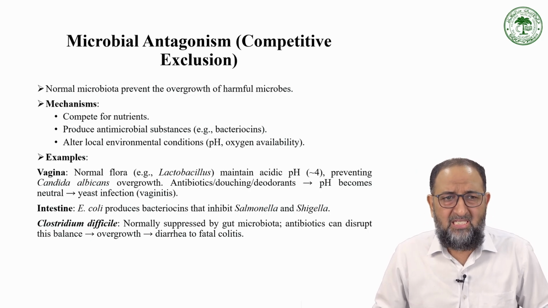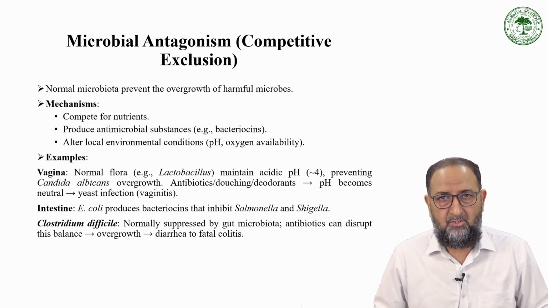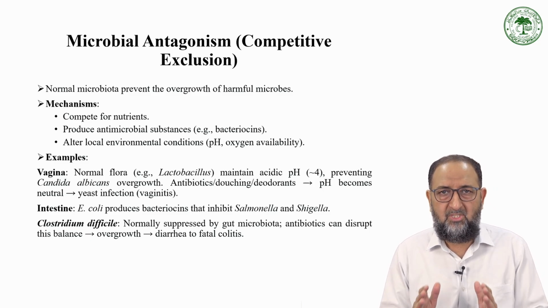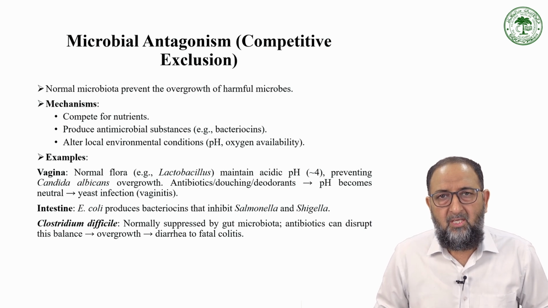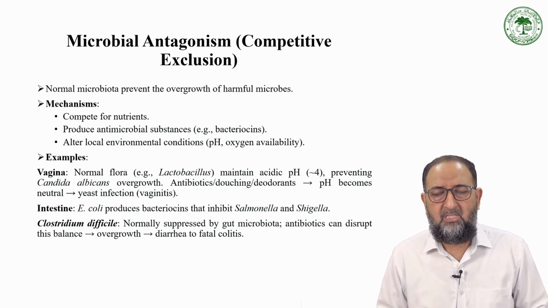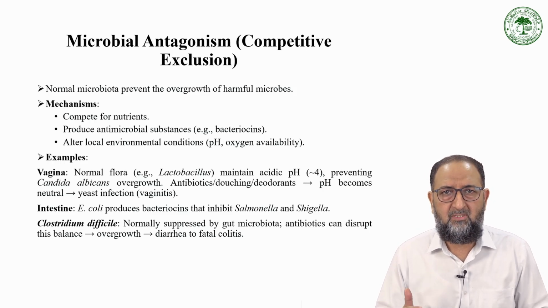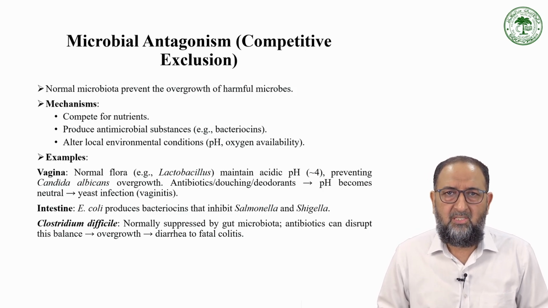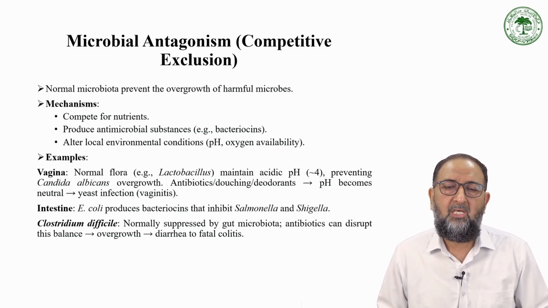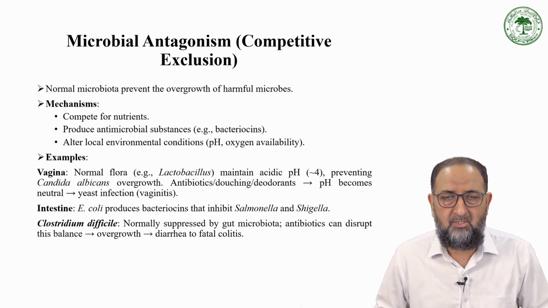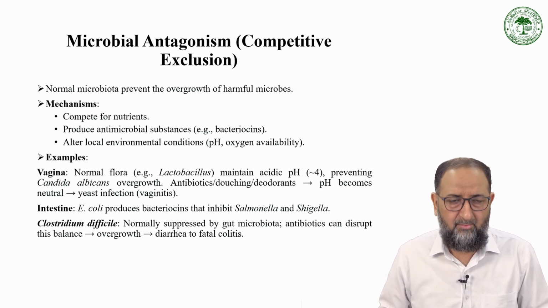What is the mechanism of microbial antagonism? They compete for nutrients. For example, there are two microorganisms living in the same niche, the same location. One of the microorganisms is competing with the other for nutrients. It is survival of the fittest: the other one cannot survive in the presence of the first because of the depletion or exhaustion of the nutrients consumed by the other microbes, which inhibits the other microbes.